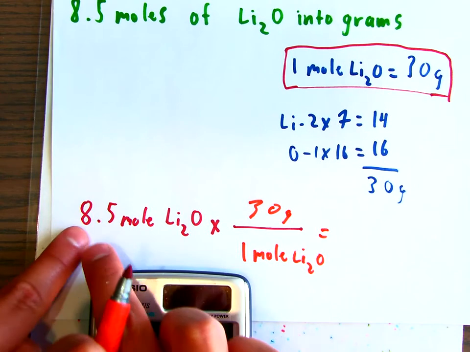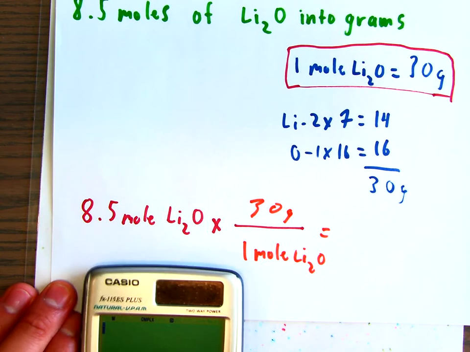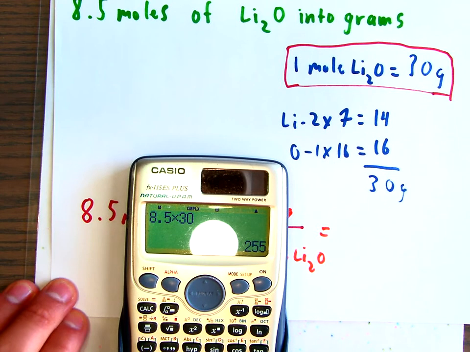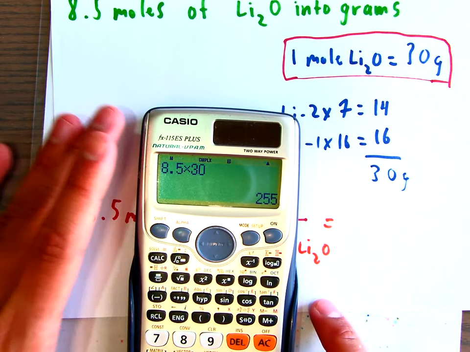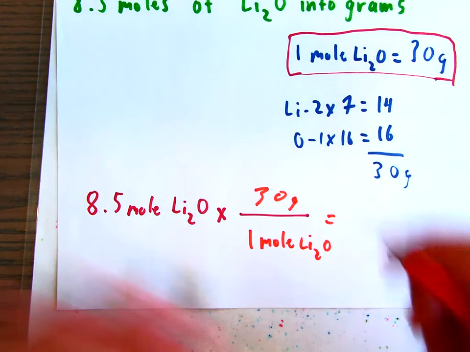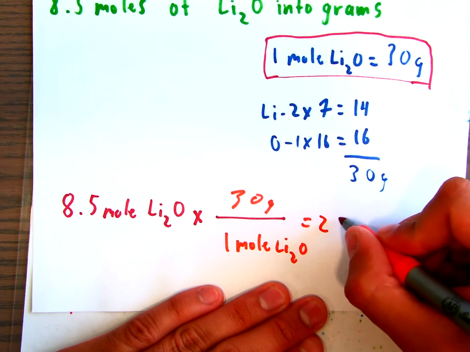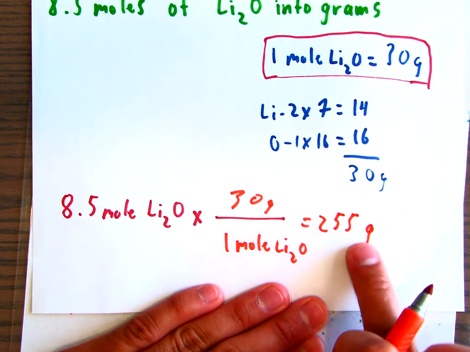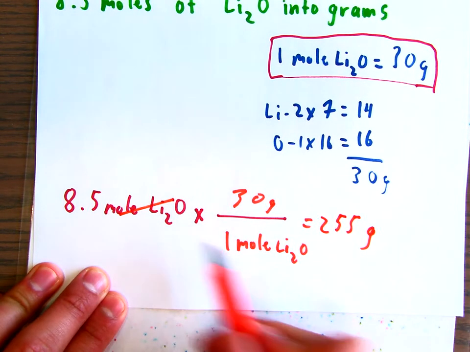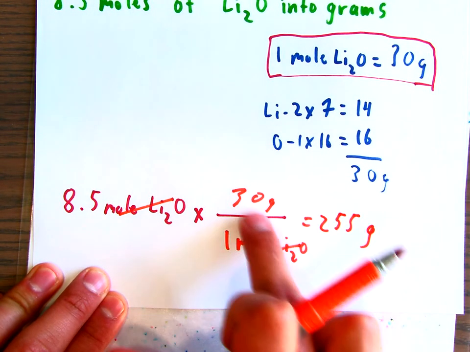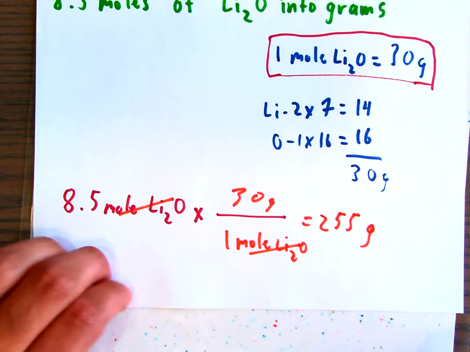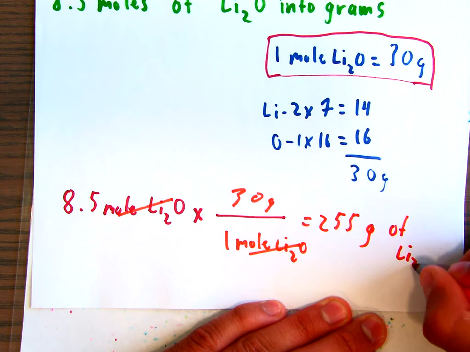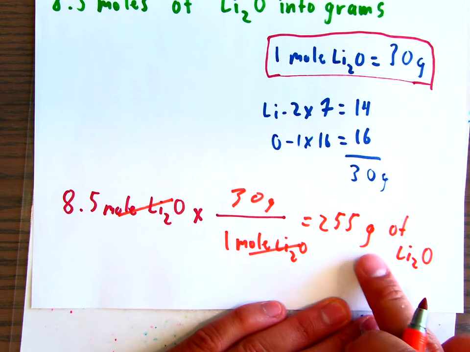I go ahead, I do the math, and let's see what we get. So we get 8.5 times 30 divided by 1. 8.5 times 30 gives us 255. It's a whole number. We don't have to worry about rounding to the first decimal. 255 grams. Okay, we know it's grams because moles cancel because they're across from each other. We're left with grams. That is my final answer. Okay, you could also be specific and say grams of Li2O. But if you leave it like that, that's fine as well.